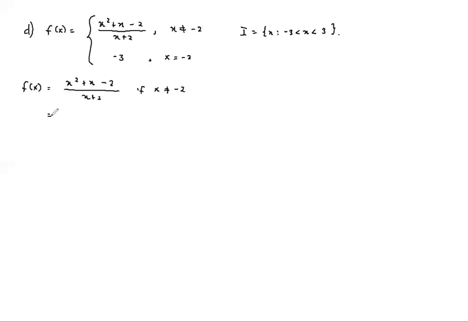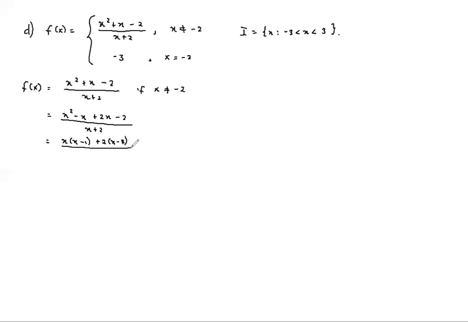So now, for this function, we can do a lot of mathematics here. We can factorize the numerator, with factors x squared minus x plus 2x minus 2 over x plus 2. And this is x minus 1 times x plus 2, x minus 2.